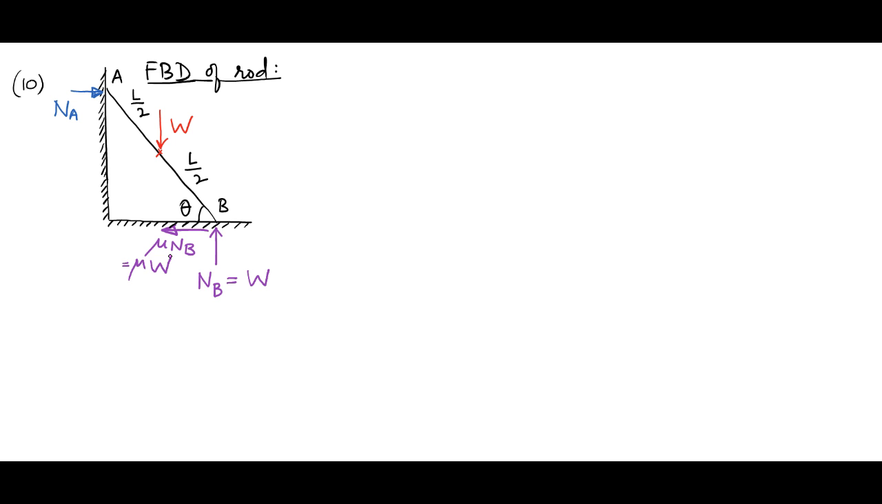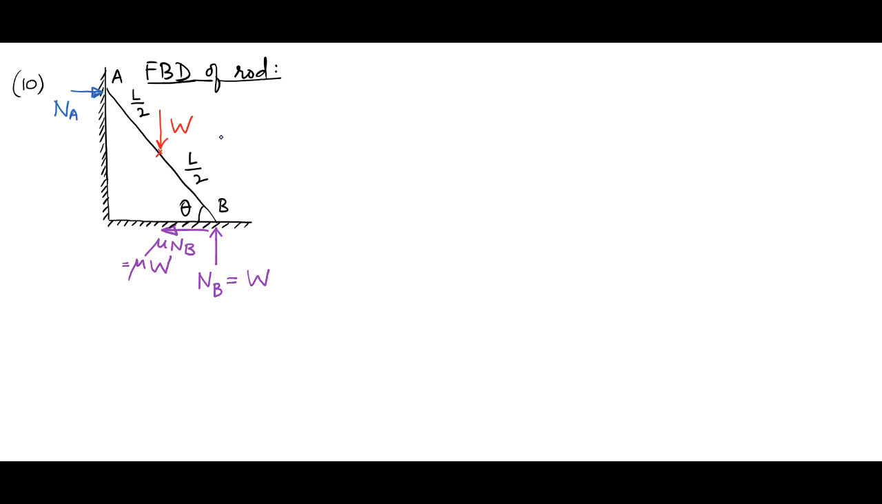So I have reduced the number of unknowns in the FBD. I have got rid of NB and replaced it by W in two different places. Now the next unknown is NA, and perhaps if we find NA, we will be able to figure out the value of theta.